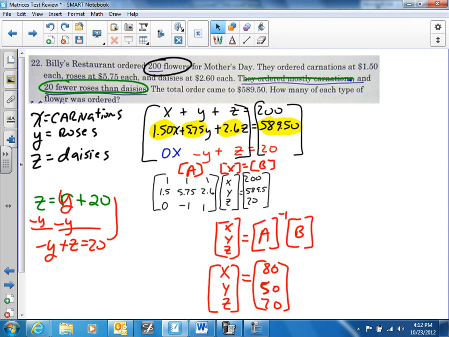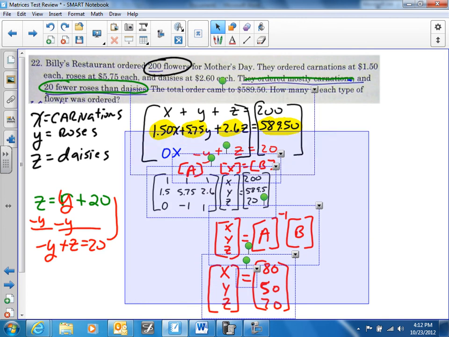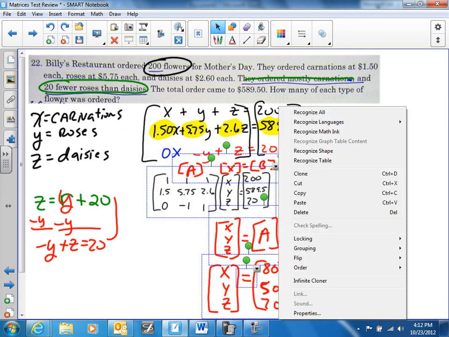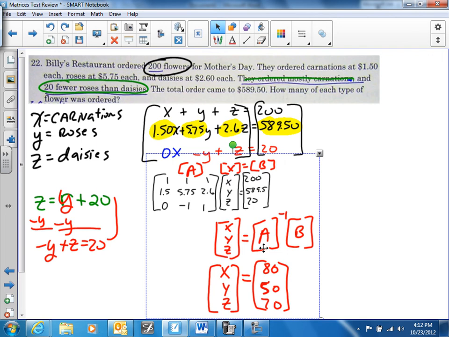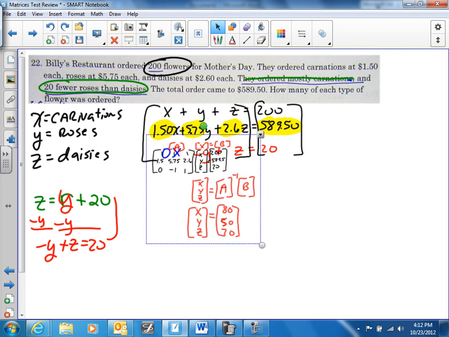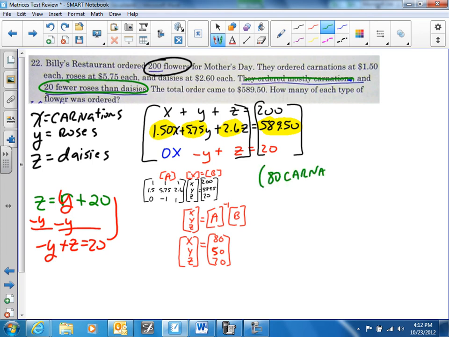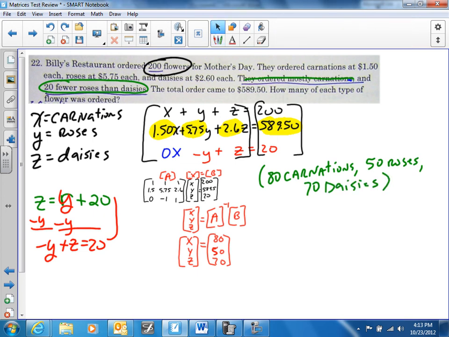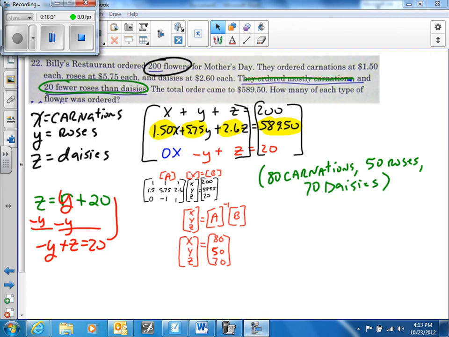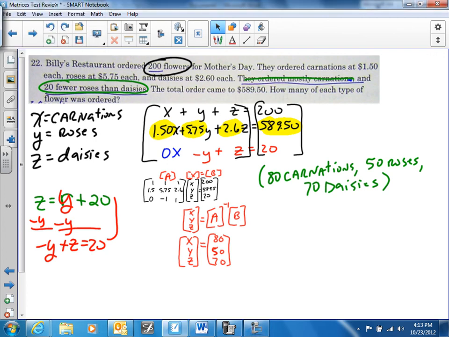Now, let me go ahead and put all that together. Move this up a little bit so I can have more room. Now what that means is I have 80 carnations, 50 roses, and 70 daisies. And that's how I want you to write it, as a coordinate point. All right, let me see how much time I've got. 16 minutes. I'm going to try to keep it under 20 minutes.